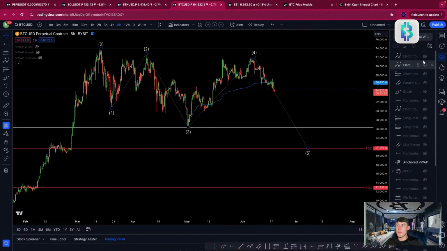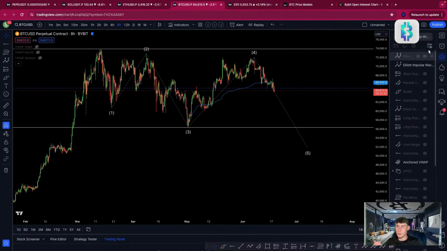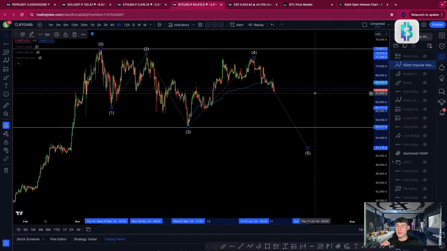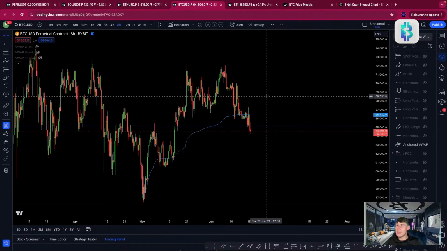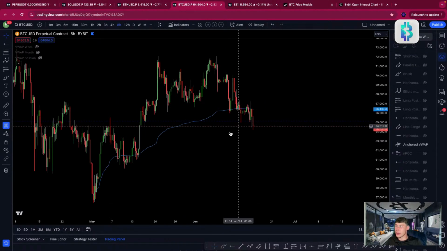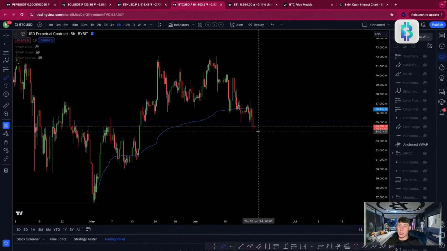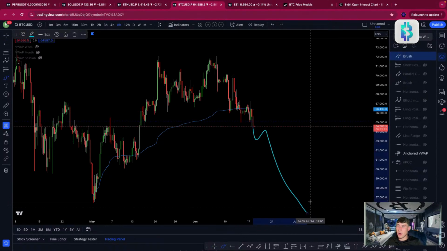These are highly probable scenarios now, because we are just losing support after support after support. So, to be honest with you, it is looking quite weak. Price is looking very, very weak at this moment in time, and I wouldn't be surprised if we did see price continue lower.